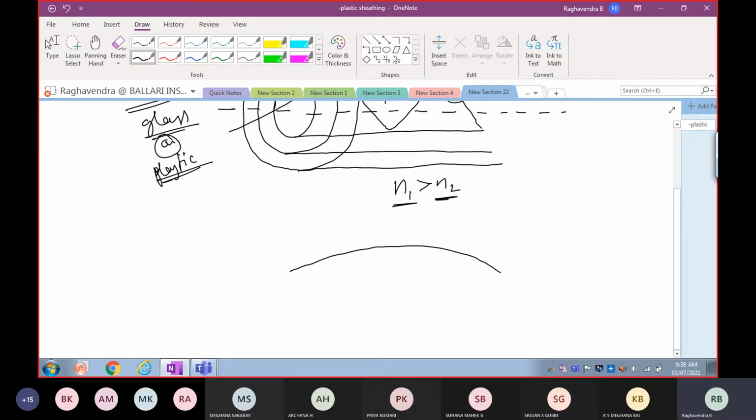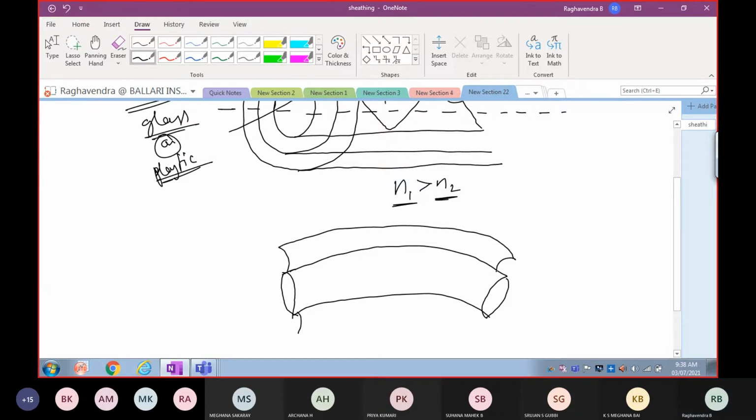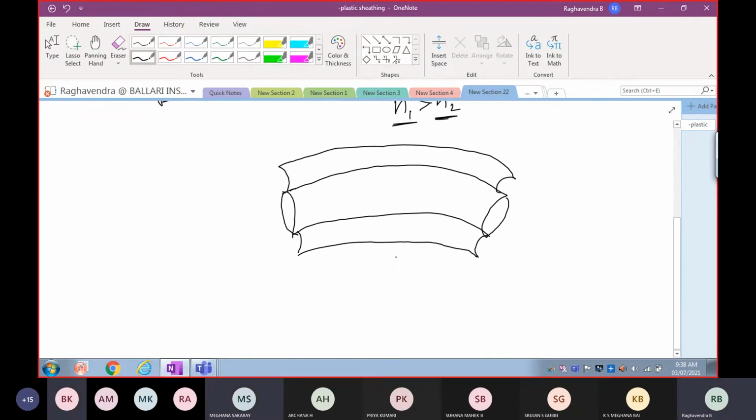It is like this. So this is core. And that is cladding. Sorry, this is core. This one is cladding. Tell me, by what principle does the light propagate inside the optical fiber? Total internal reflection.